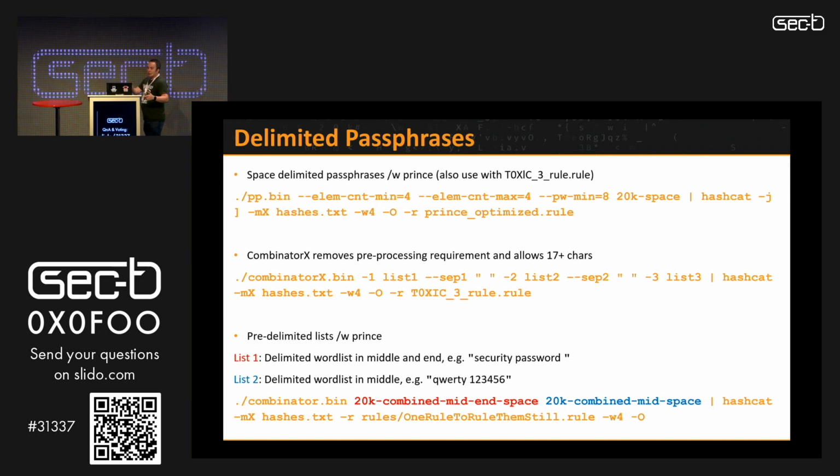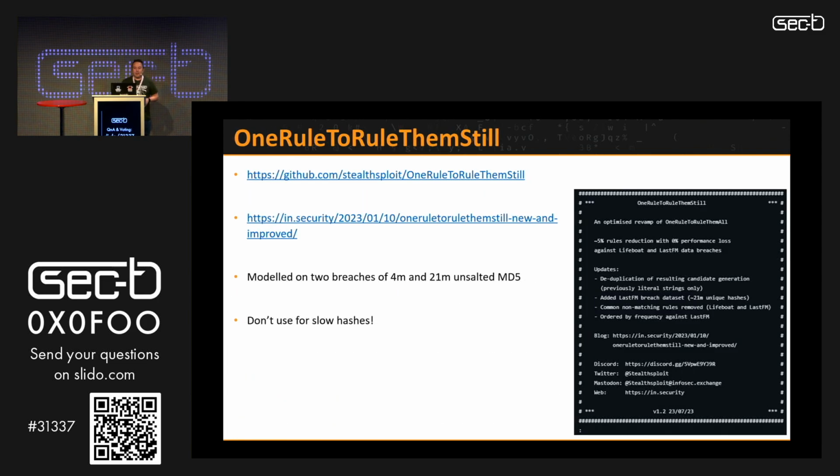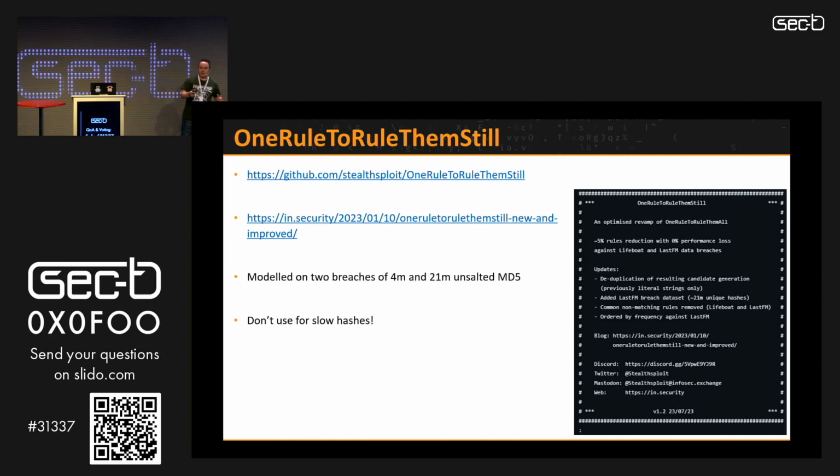In this slide, we've also got OneRuleToRuleThemStill. By show of hands, has anyone used OneRule to rule them all? A few of you, fantastic. Does anyone use OneRuleToRuleThemStill? Oh, OK. I didn't know how many enemies I'd made, because when I revamped OneRule to rule them all at the beginning of this year, the idea was to make the rule more efficient rather than to make it crack more passwords. So OneRule to rule them all, for any of you who've used it, is quite a large rule set. It had about 55,000 rules in it.